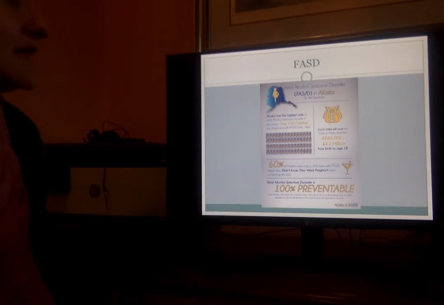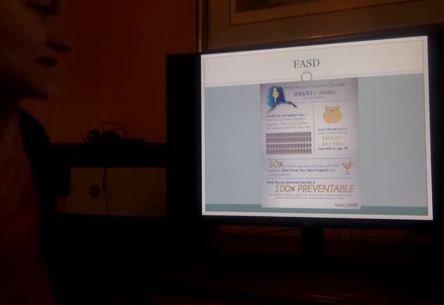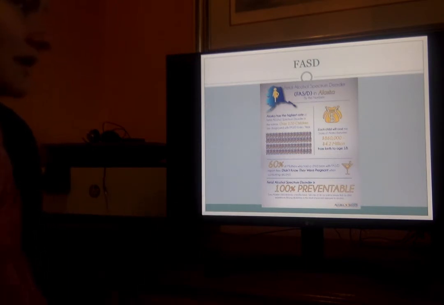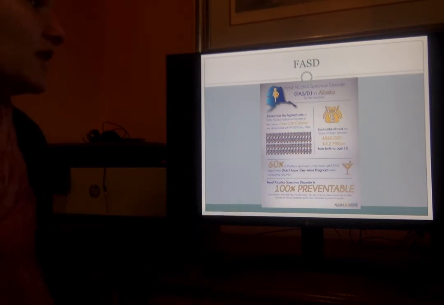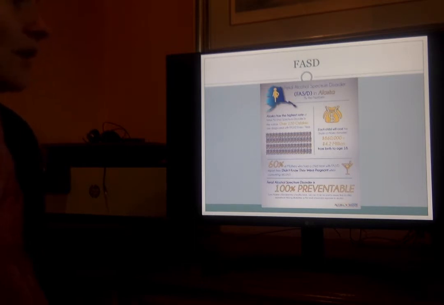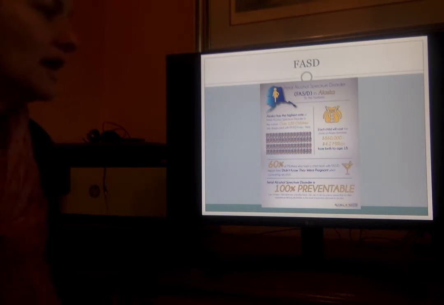Okay, so some other stats, just to put it in another form for us to see that this is a huge, huge problem in the United States. Alaska has the highest rate of fetal alcohol spectrum disorder in the nation. Over 120 are diagnosed with FASD every year. 120 children. That's about 1 every 3 days. Each child will cost the state of Alaska between $860,000 and $4.2 million from birth to age 18.